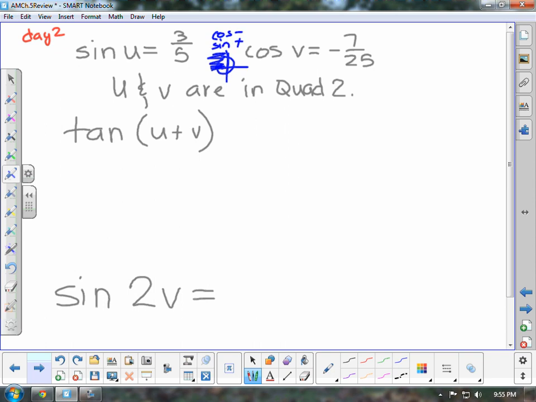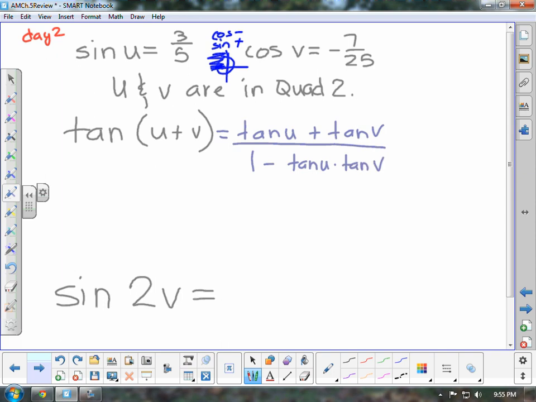Here we're trying to find tangent of u plus v. Well, the rule for tangent of u plus v is tangent of u plus tangent of v all over 1 minus tangent u times tangent v. Well, we've got to figure out what tangent of u and v are. To do that, turn to your friend, the right triangle again. That's angle u, and if sine is 3/5, there's 3, there's 5, which turns that into 4. And so then tangent of u is going to be 3/4. And since it's in quadrant 2, it's going to be a negative 3/4.